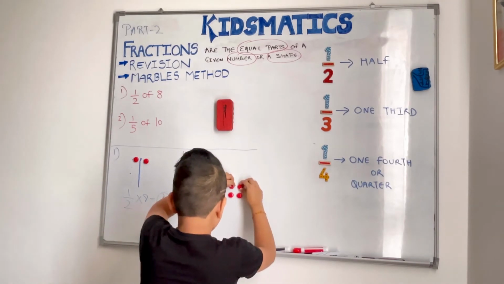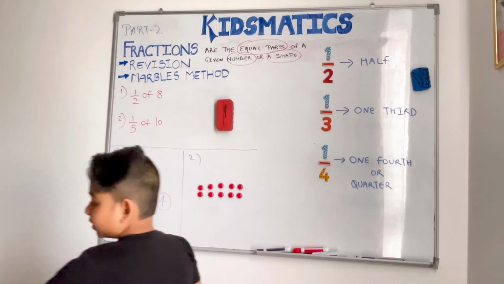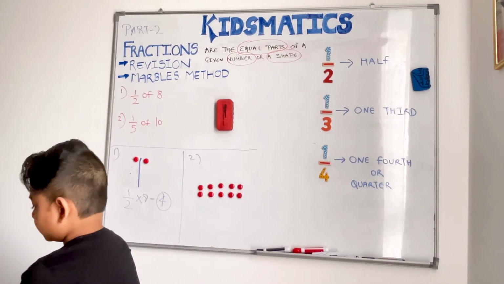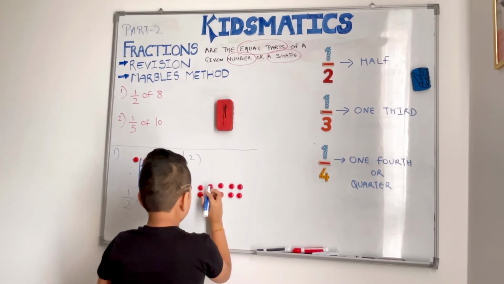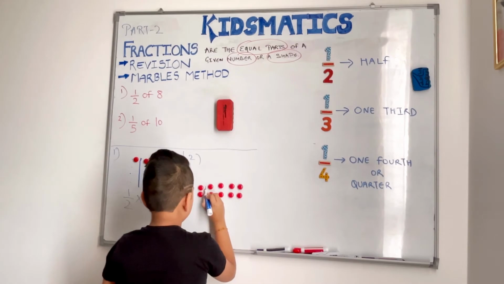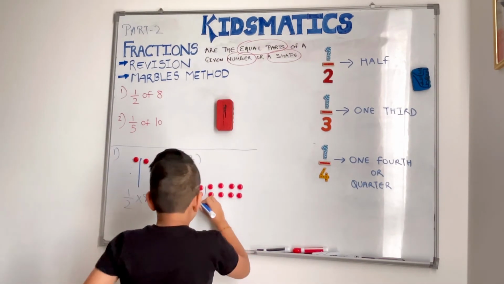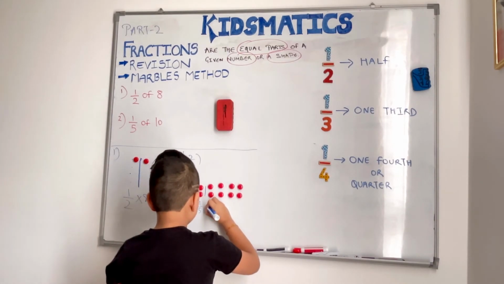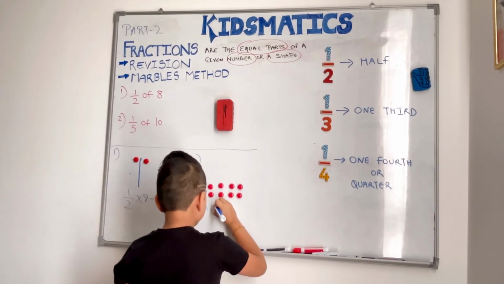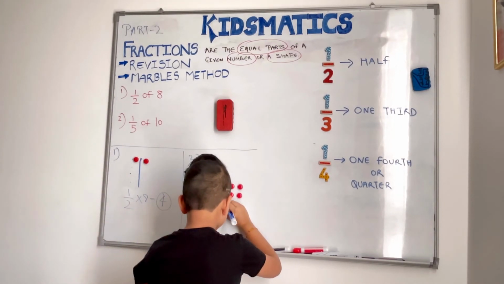So 1 by 5 of 10 is going to be, what's the answer? Two. Good. Very good. Let's just write it down. Perfect. Good. Well done, Harsha.